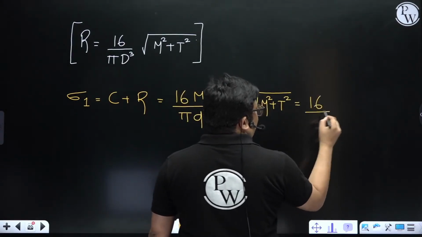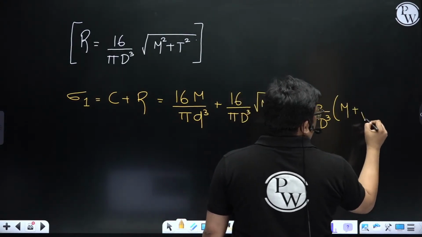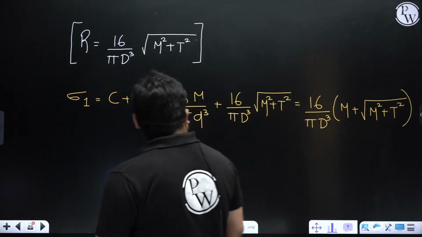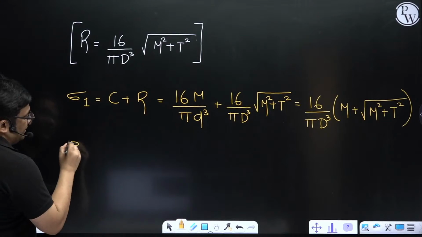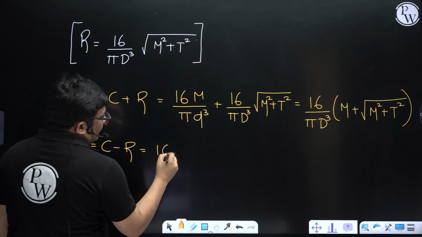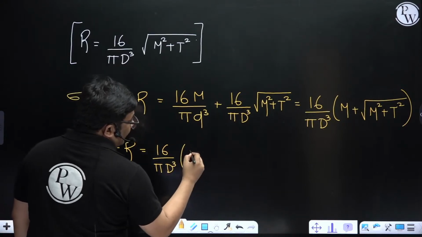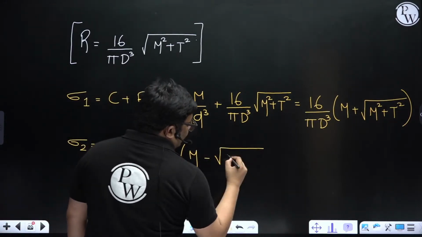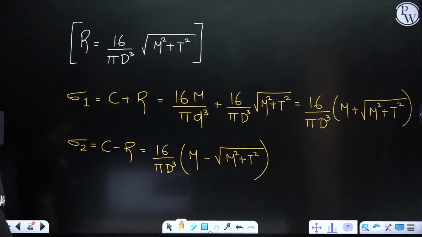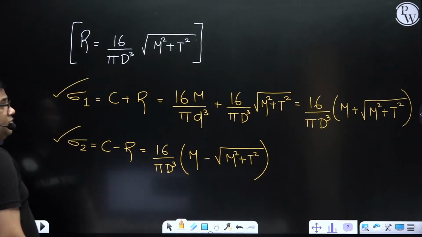I can take 16 by pi d cube common, and then I can write down M plus root under M square plus T square. This is the major principal stress. And minor principal stress is C minus R. Only the sign will change, right? So I'll write down 16 by pi d cube, then M minus root under M square plus T square. Very easy equations, right? In this manner we can find out the principal stresses.